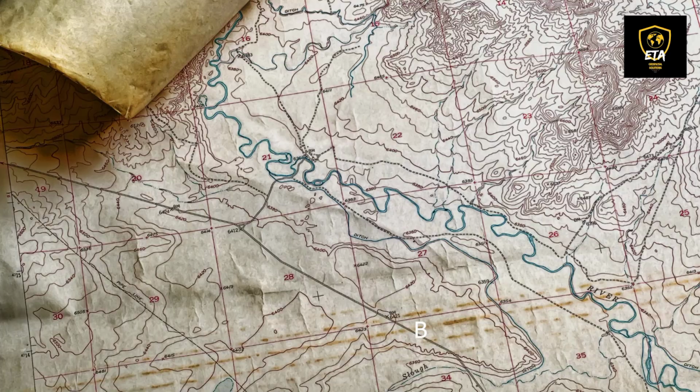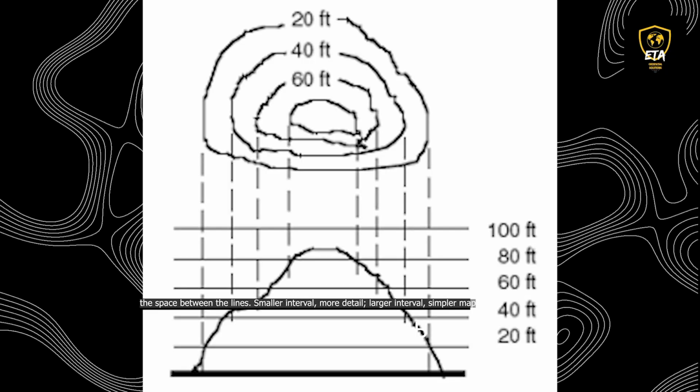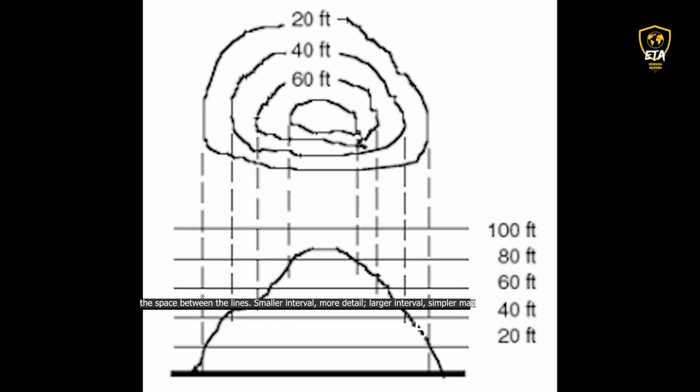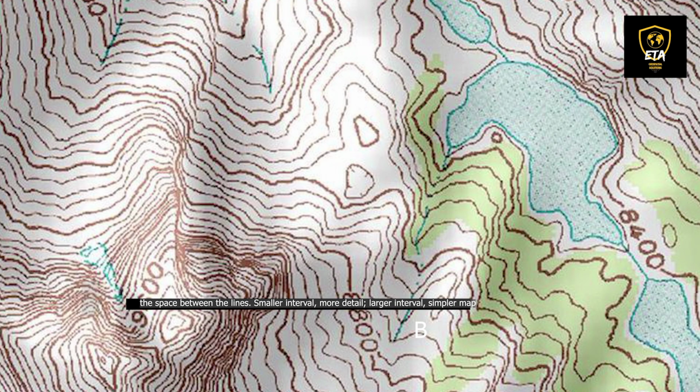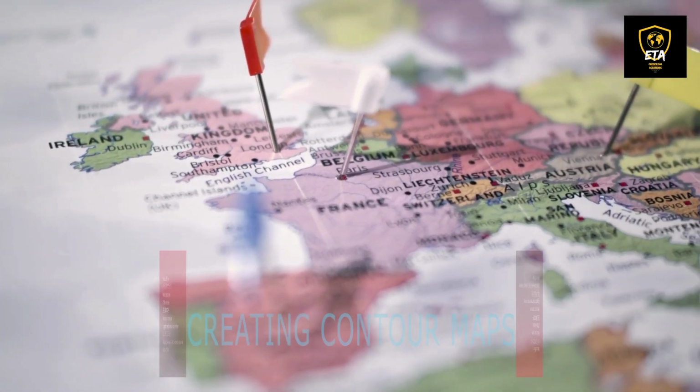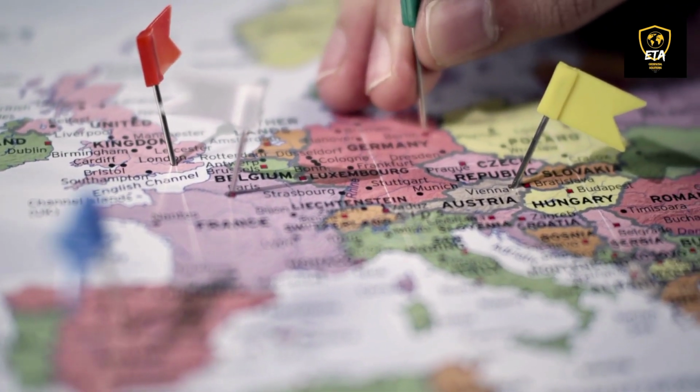What is contour interval? The space between the contour lines is known as the contour interval. The smaller interval represents more details and the larger interval shows a simple map. Now we will see how to create contour maps.